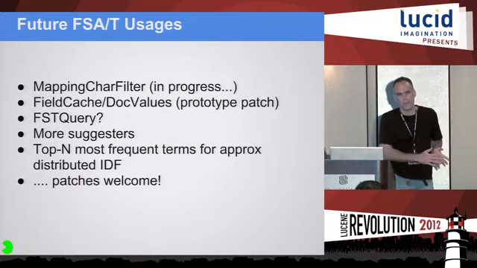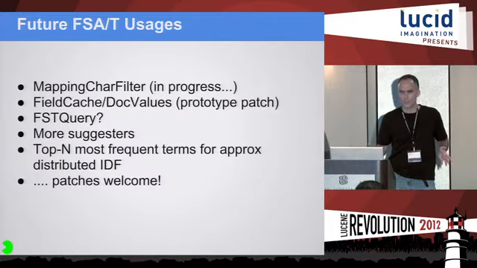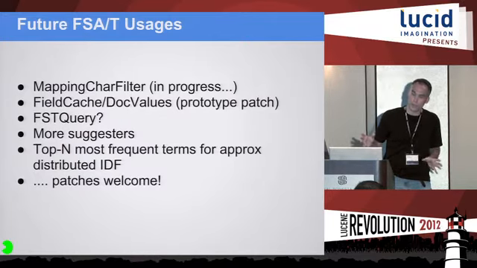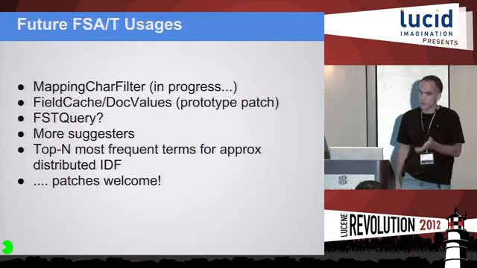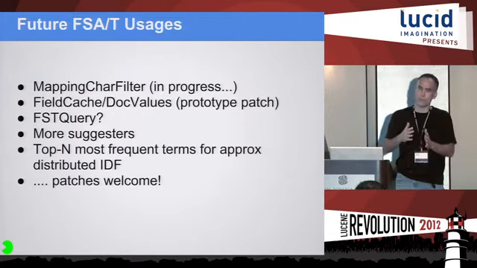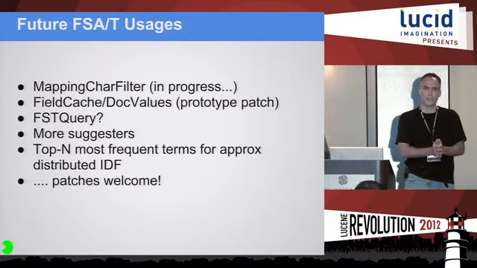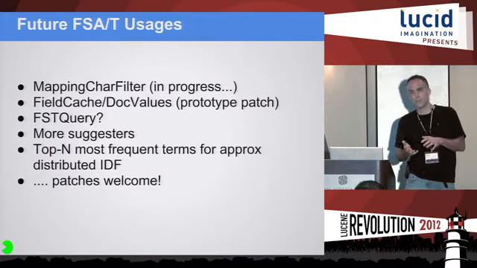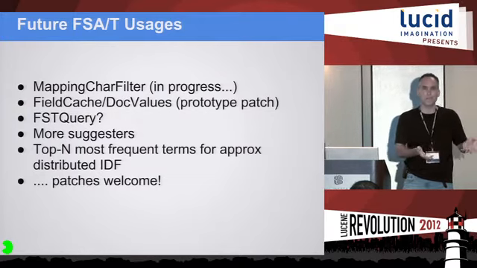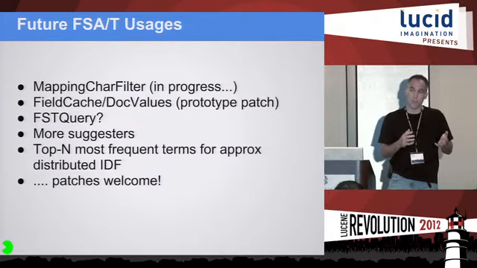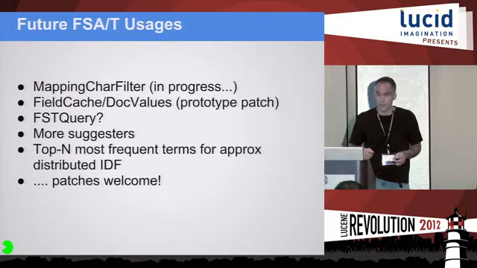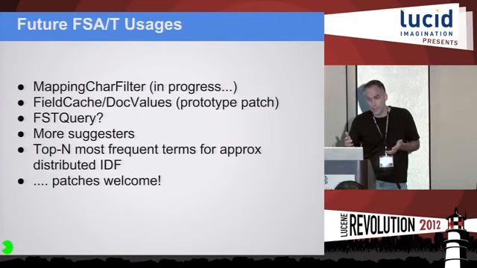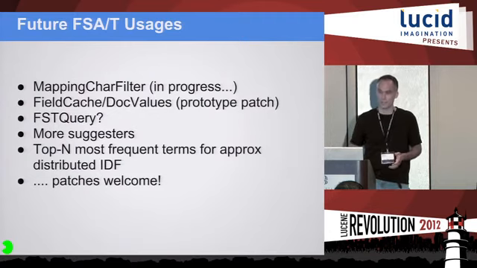Okay, so we sort of touched on a bunch of places where we're using finite-state technology. There are also a bunch in progress or ideas we have here. Mapping char filter. This is a char filter that you run before your tokenizer that can replace character patterns. It's sort of like SynonymFilter, but for characters instead. When it detects a pattern, it replaces it with the replacement and properly preserves offsets so that highlighting will still work correctly. This is no longer in progress. It was committed earlier this week.